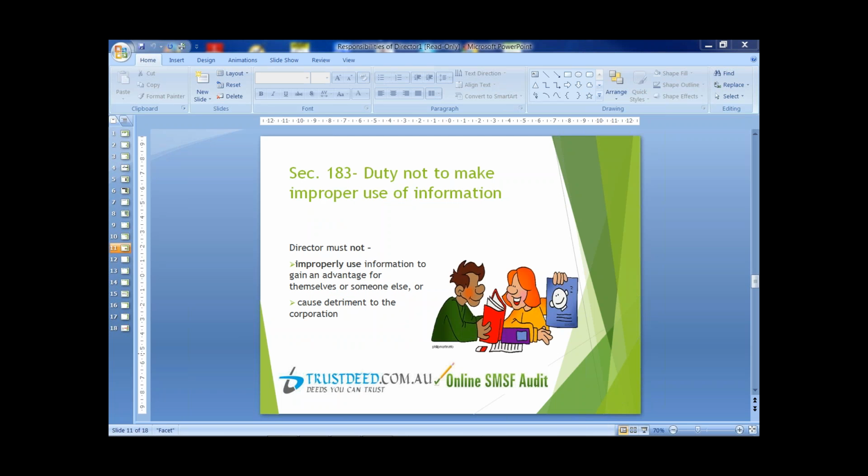Section 183 of the Corporation Act provides that directors must not make improper use of the information for gaining advantage for themselves or someone else or cause damage to the company. This section is more or less same as the earlier section. The only difference being earlier section talks about the improper use of position, while this section talks about the improper use of information. So if a director possesses any information which he acquires due to his position and misuses that information for his benefit or for causing damage to the company, it will result in breach of director's duty.